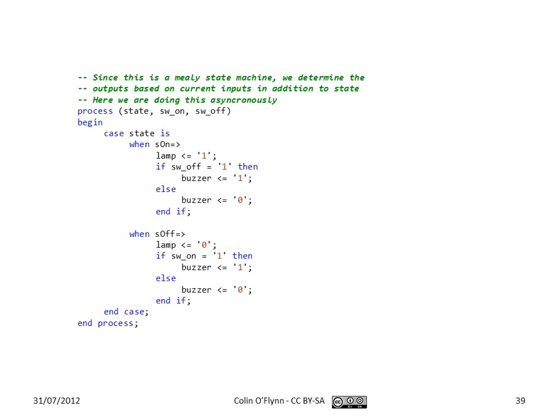This is the Mealy state machine, so the outputs are determined based on the current inputs in addition to the state variable. We do this asynchronously, which means you'll notice there's no clock. So every time any of those changes, so if the state changes, the on push button changes, or the off push button changes, we have to run this group. So for example, if we're already in the on state, and the off push button changes, then we run this.